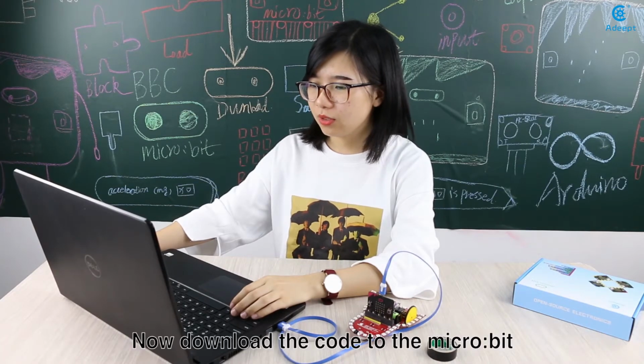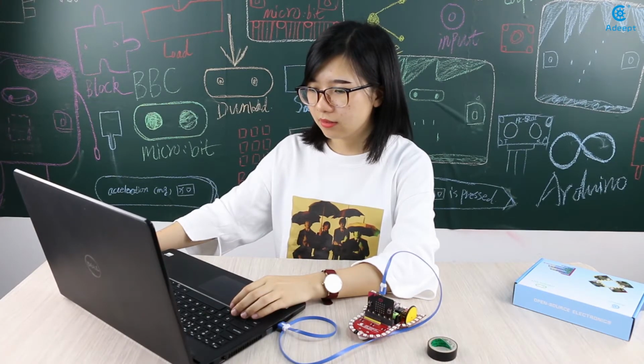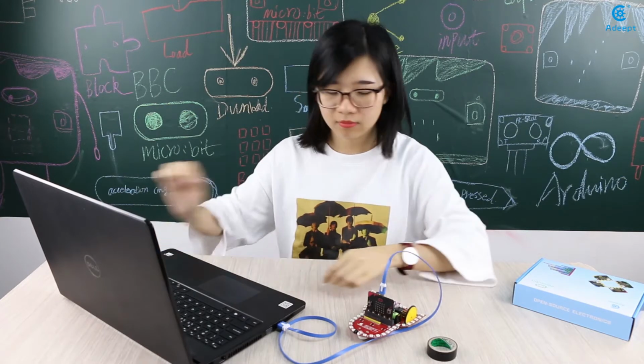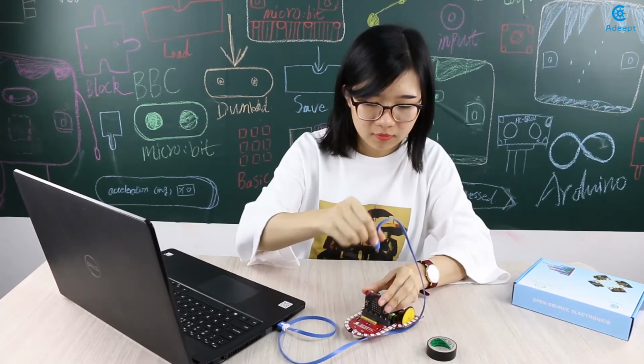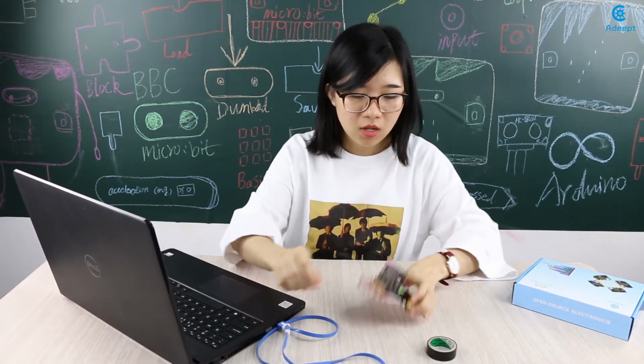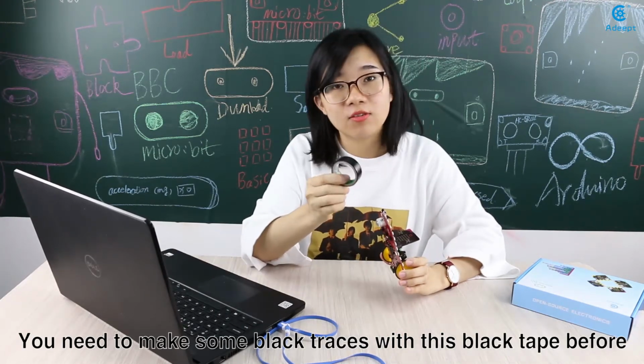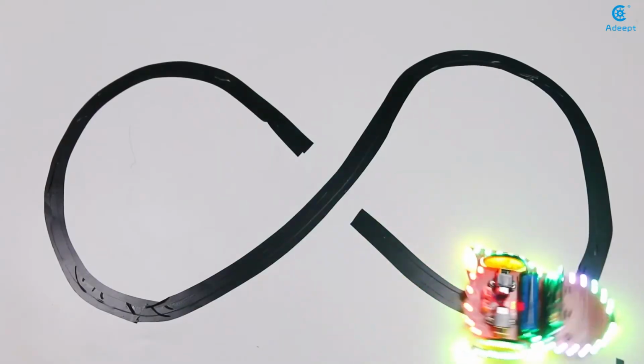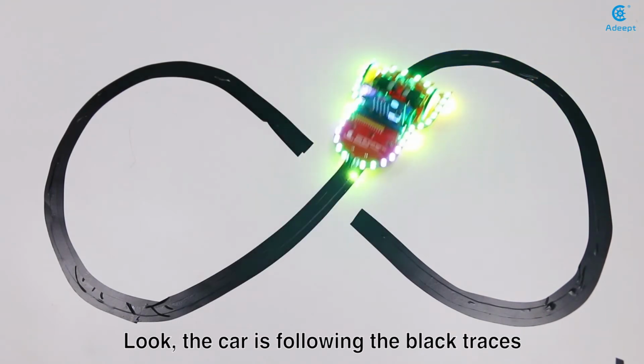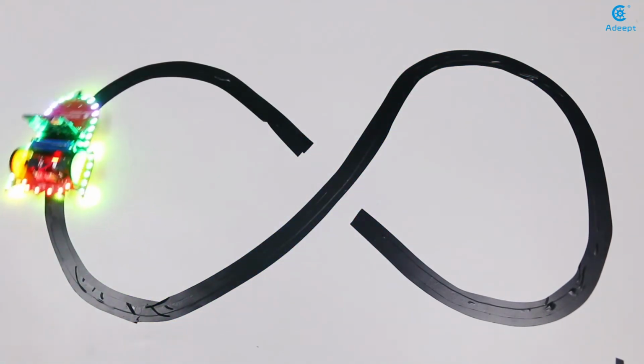Now download the code to the micro:bit. You need to make some black traces with this black tape before. Look, the car is following the black traces.